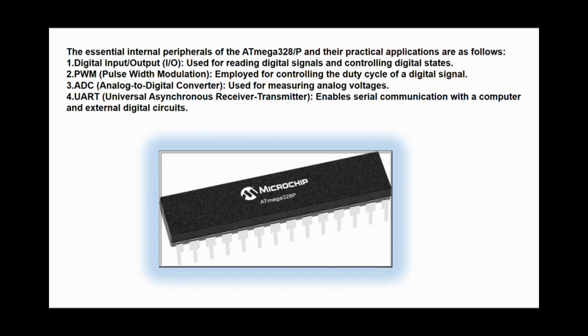2. PWM, pulse width modulation, employed for controlling the duty cycle of a digital signal. 3. ADC, analog to digital converter, used for measuring analog voltages. 4. UART, universal asynchronous receiver transmitter, enables serial communication with a computer and external digital circuits. To access the peripherals of Arduino Uno in the code, the following diagram can be helpful.